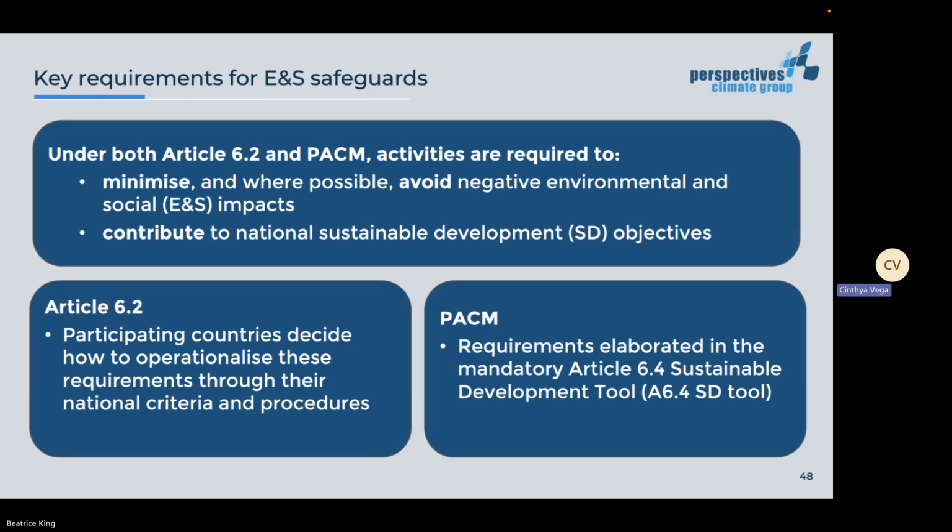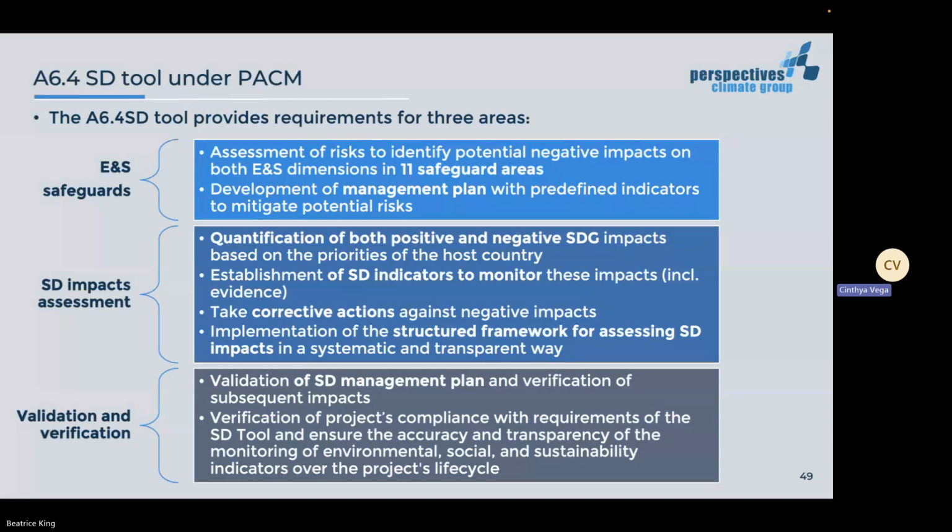And under the PACM, these requirements are operationalized through the Article 6 Sustainable Development Tool, which is mandatory for all the activities. So if we can move to the next slide, the Article 6.4 Sustainable Development Tool covers three main areas. So it covers environmental and social safeguards, sustainable development impacts and assessment, and validation and verification. And it sets requirements for these three main areas throughout.